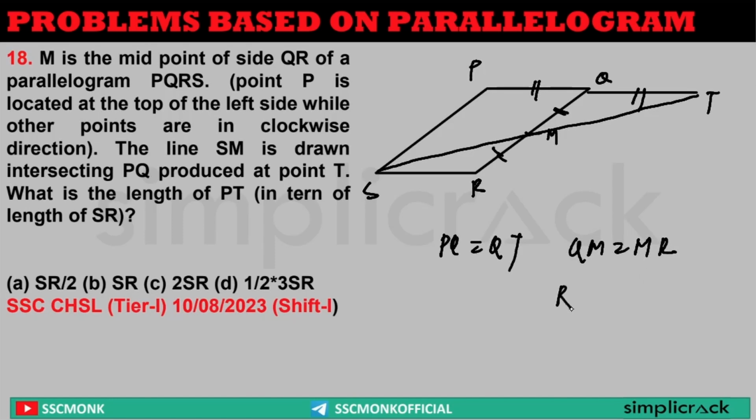So PQ is equal to SR. Here this is P. So PT is equal to 2 into SR. That is option C. Clear?